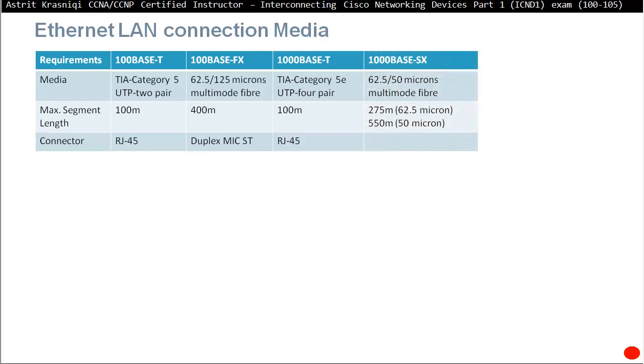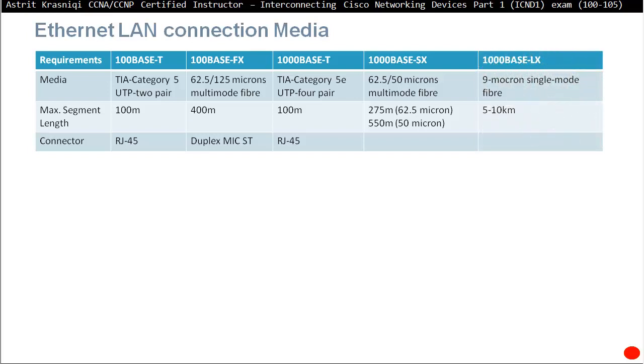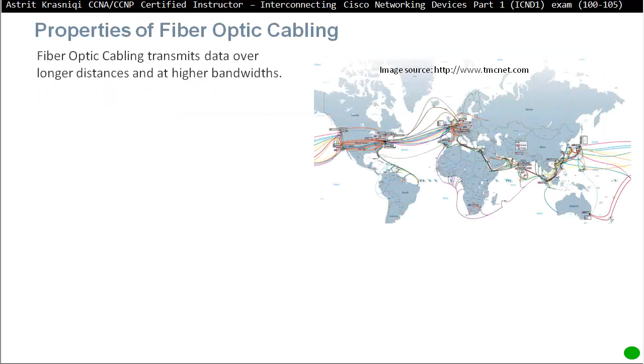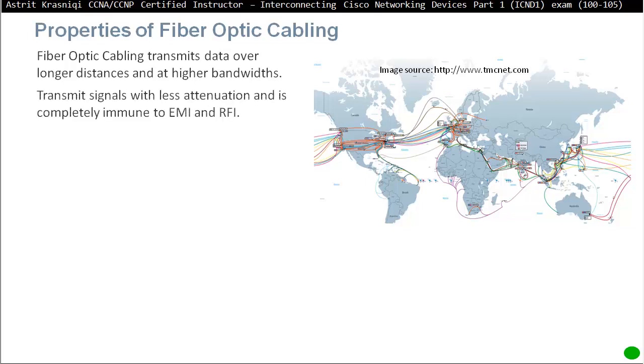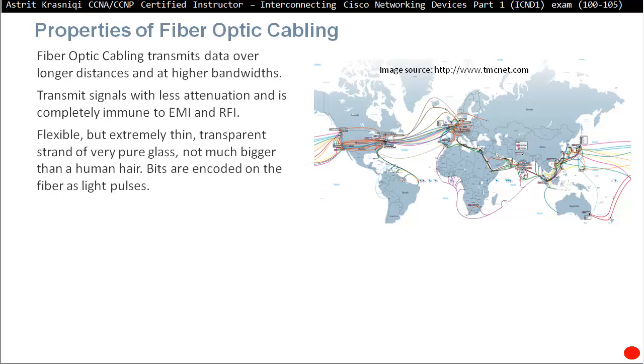1000BASE-SX is multi-mode fiber, and 1000BASE-LX is single-mode fiber. So, properties of fiber optic cabling. Fiber optic cabling transmits data over longer distances than copper cable and at higher bandwidth. It transmits signals with less attenuation and is completely immune to EMI and RFI. It is flexible but extremely thin: transparent strands of very pure glass, not much bigger than a human hair.